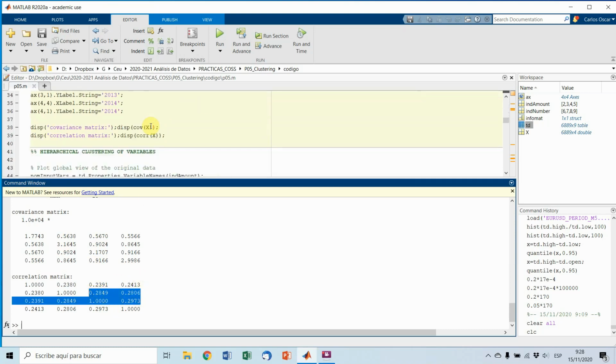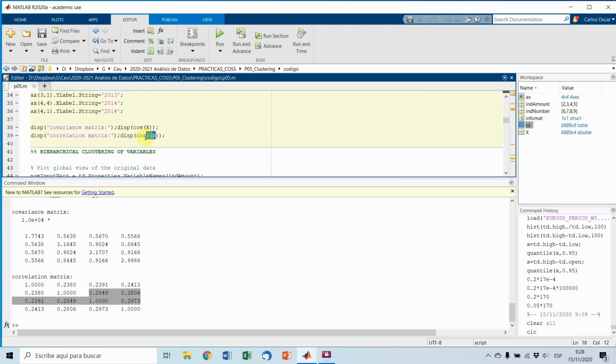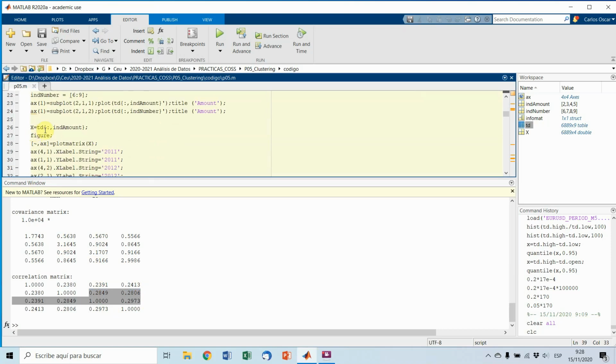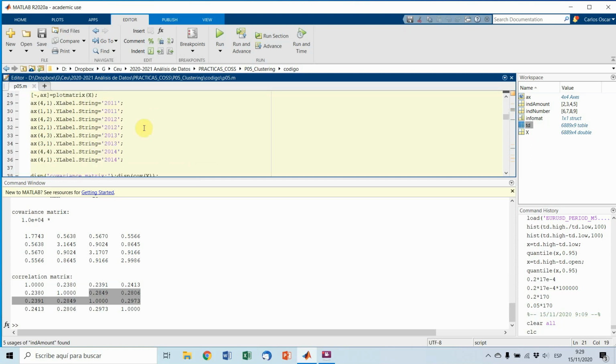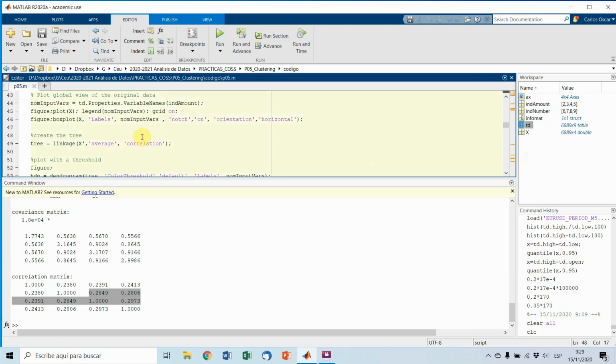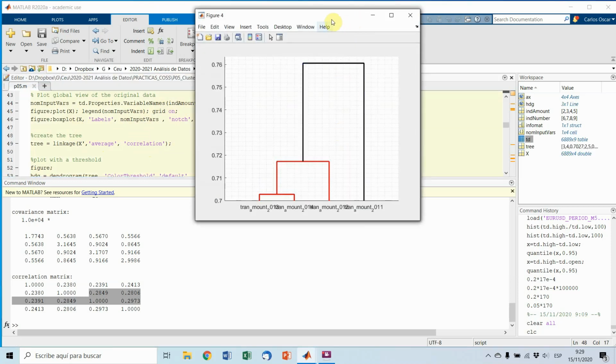So let us check that by calculating the correlation of the matrix X, where X is taken from the variables with the amounts, variables 2 to 5. Then the next thing is to plot the correlation matrix, and then to make a clustering. We will do a clustering of variables. So this is what we have.